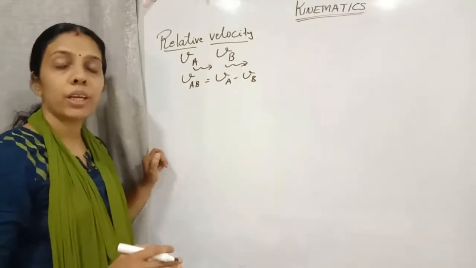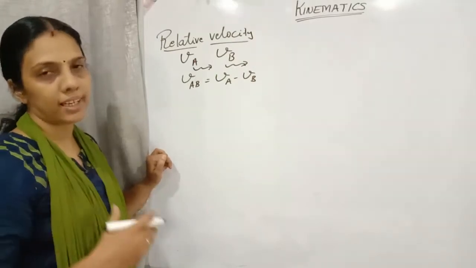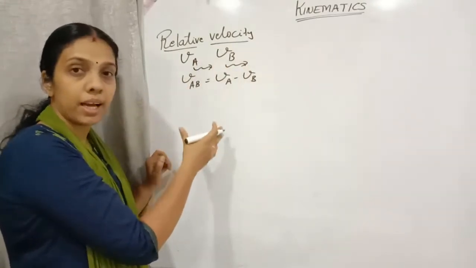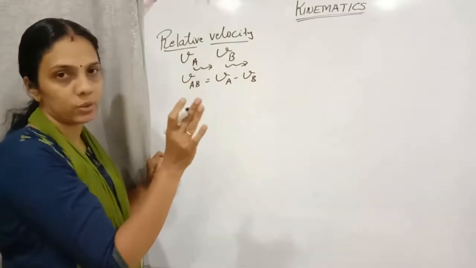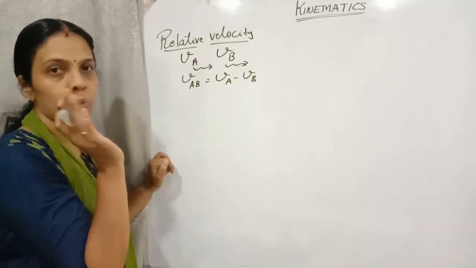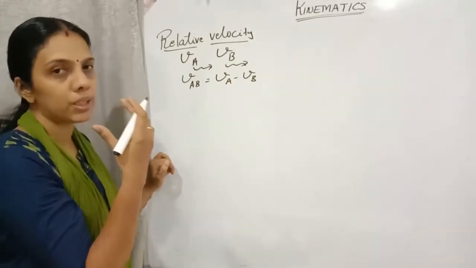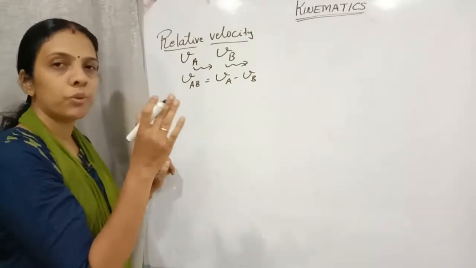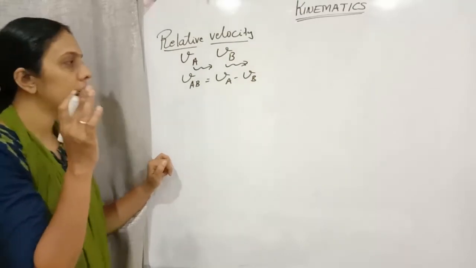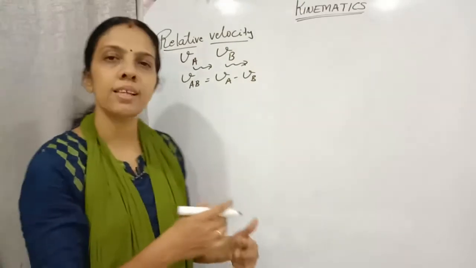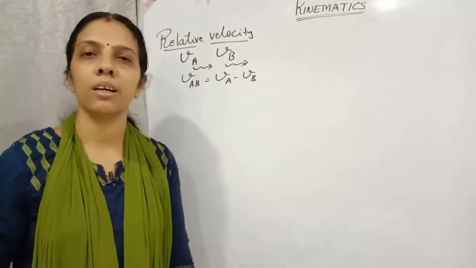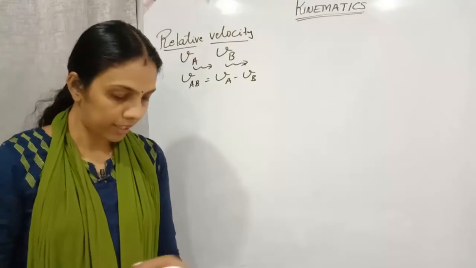In the same way, if they are moving in the opposite direction, then first we need to consider both in the same direction and then go for the relative velocity. Then it will be VA plus VB. If both are moving in the opposite direction, it will be VA plus VB. If both are moving in the same direction, it will be VA minus VB. Relating to that, we did some numericals, and in today's video we are also continuing with the numericals, and we will do some other numericals relating to that.